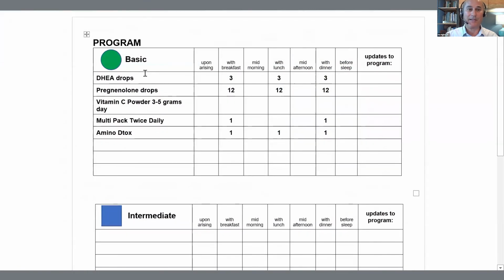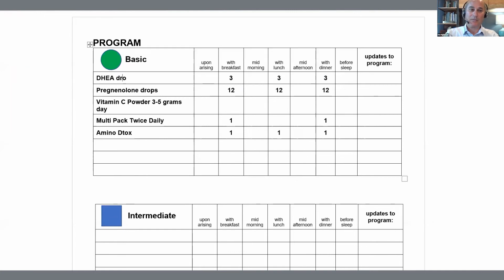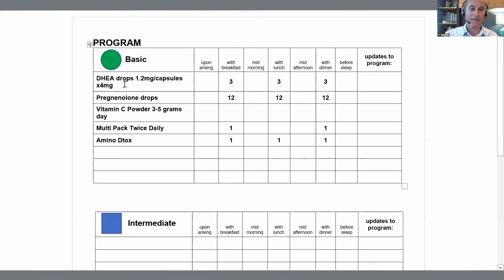So we go to the protocol sheet here, and you have DHEA. You can use it in liquid drops. You can use capsules. I prefer the liquids. If you're going to use capsules, then you want to multiply everything I'm saying by 4. So like 1 drop is equal to 4 milligrams of a capsule. So typically for the DHEA, if you're using liquids, the liquids are 1.2 milligrams per drop. That's the ones that I use. But look at the label. You can figure it out. If the drops you're using are 1.5 milligrams, you can make an adjustment. Okay, but this is for a 1.2 milligram drop or 4 milligram capsule.